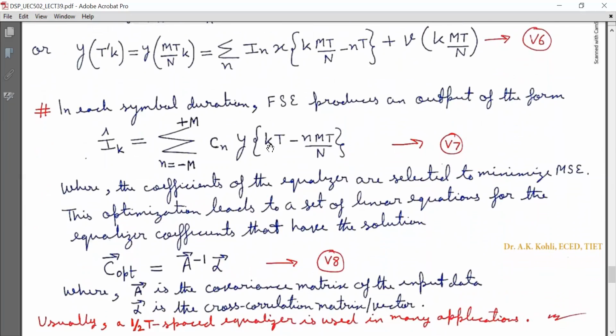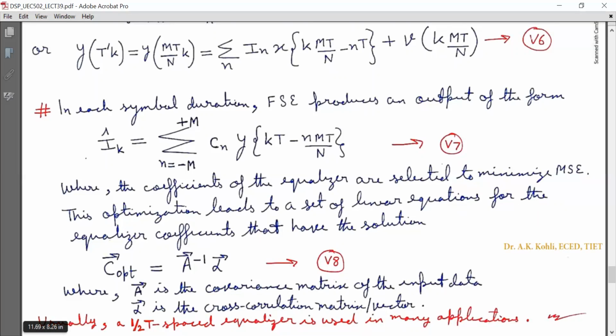In each symbol duration, FSE produces an output of the form I cap k is equal to summation n running from minus m to m cn y bracket k capital T minus n capital M t by n, marked as equation V7, where the coefficients of the equalizer are selected to minimize MSE. The optimization leads to a set of linear equations for the equalizer coefficients that have the solution C vector optimum is equal to A vector inverse alpha vector, marked as equation V8, where A vector is the covariance matrix of the input data, and alpha vector is the cross correlation vector.